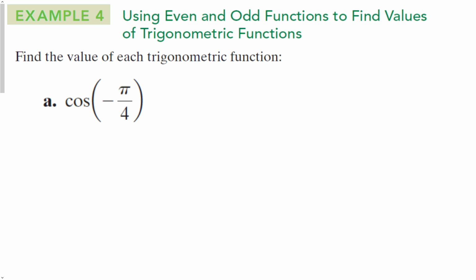So find the value of each trigonometric function. Instead of worrying about a negative angle, because that can get a little bit confusing, it's easier to say, well, hey, the cosine is even, so I know that these two are going to be the same, and that the cosine of pi over 4, which we just figured out, is radical 2 over 2.